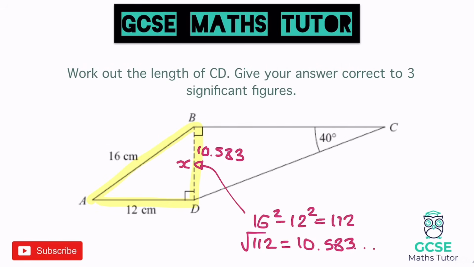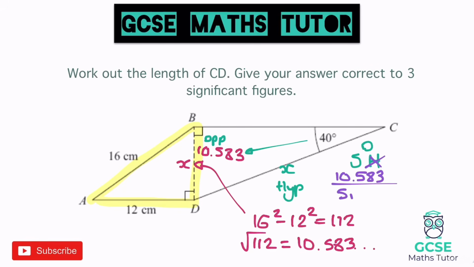That 10.583 is opposite the 40, so that's my opposite side on this right hand triangle. And we're also trying to find the length of CD, which is opposite the right angle, so that there is the hypotenuse. So now we can go about using our formula triangles. O and H is in our sine triangle. If I want to find the length of the hypotenuse, I can cross out the H, and we're doing a divide. So it's O over S, which is 10.583 divided by sine of whatever angle we're using, which in this case is 40. So 10.583 divided by sine 40, let's type that in.